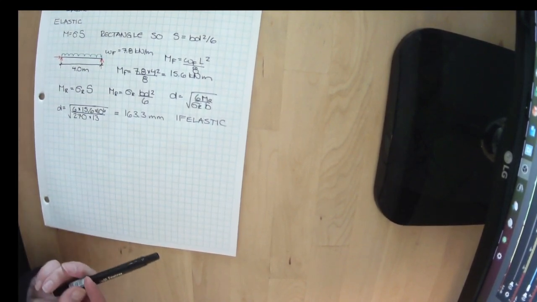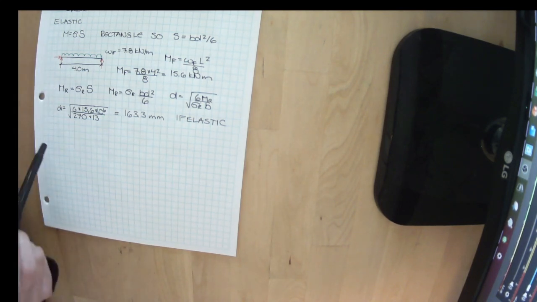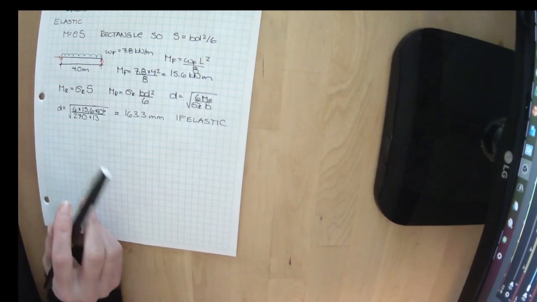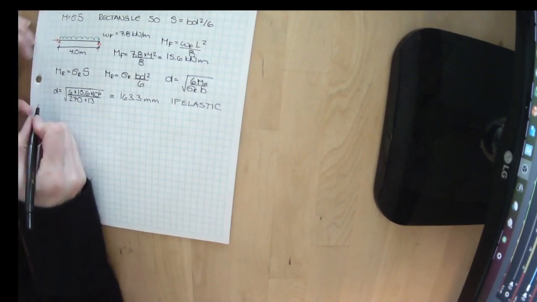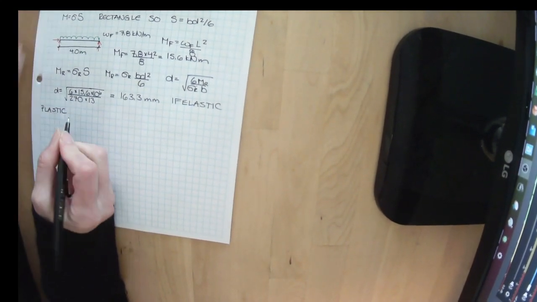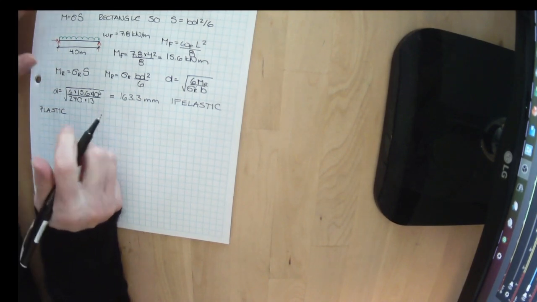And if MR, our reduced capacity, is less than our factored moment, we are going to have a failure. So for this to work, if it's elastic, we need a beam that is at least 163.3 millimeters deep. Let's do it if it's a plastic material, and they've allowed us to go into the plastic zone a little bit.